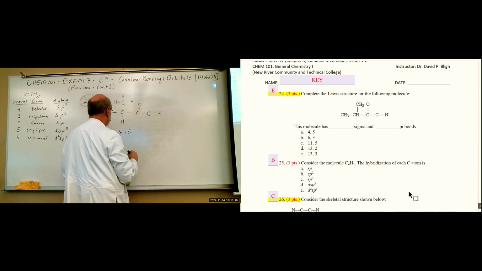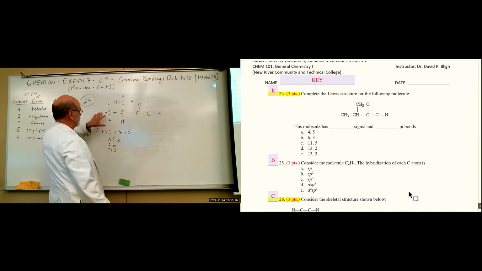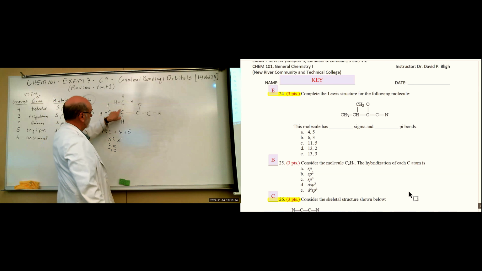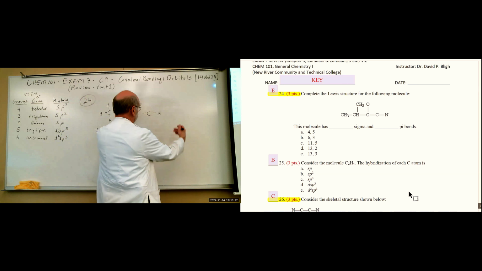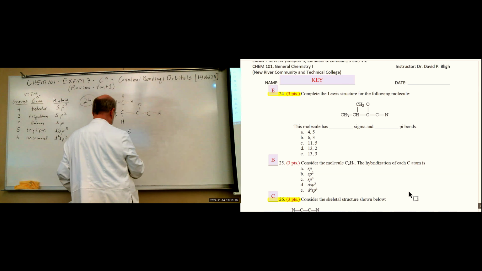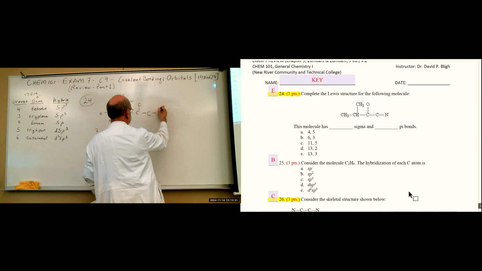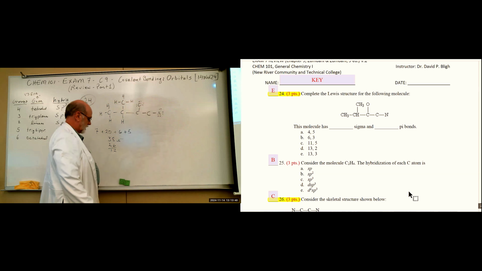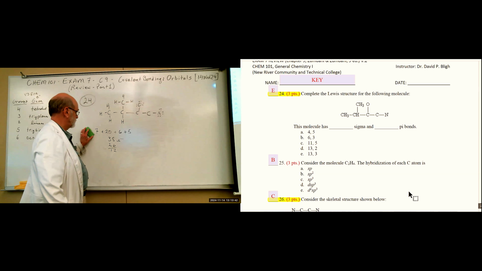12 electrons. Work from outside in. These hydrogens already have what they need, and those carbons already have their octets. So we're working on this side over here. 12 electrons. 2, 4, 6, 8, 10, 12. There we go. Now we got all of our electrons placed.